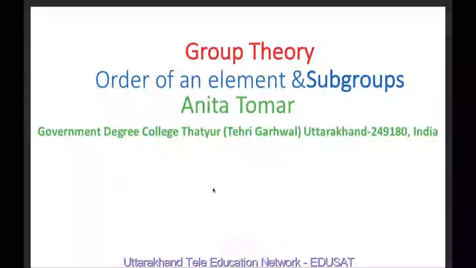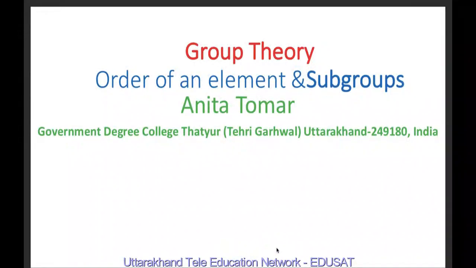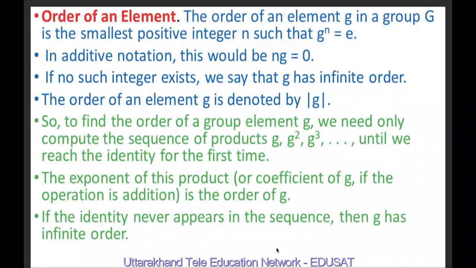Good morning. Today we will study order of an element and subgroups. The order of an element g in a group G is the smallest positive integer n such that g raised to n equals e. e here is the identity element of group G. If the operation is that of addition, then this condition becomes ng equal to 0. 0 is the identity element of group G, and in this case the coefficient of g is called the order of an element g in a group G.